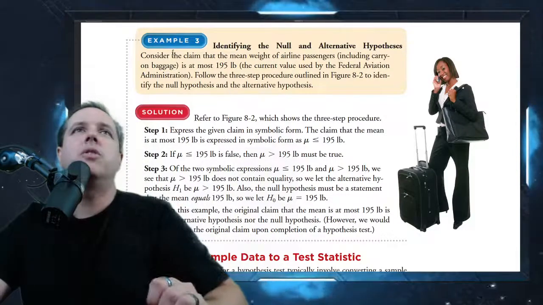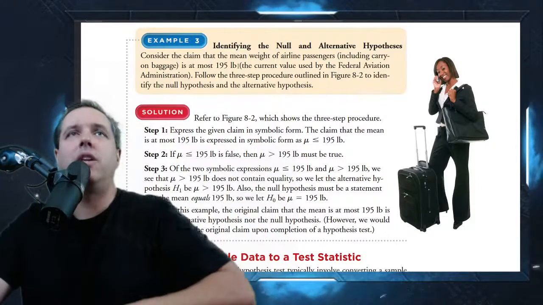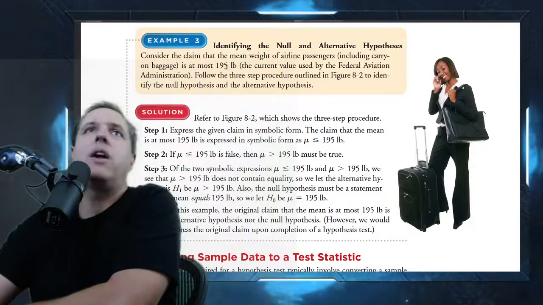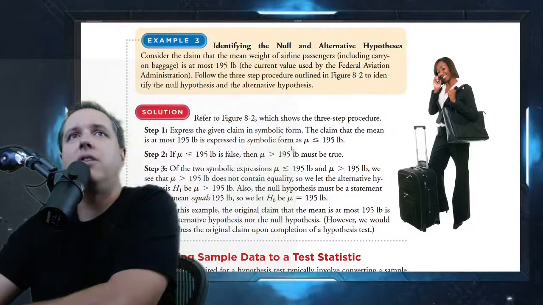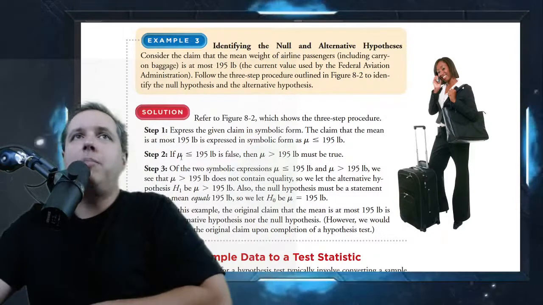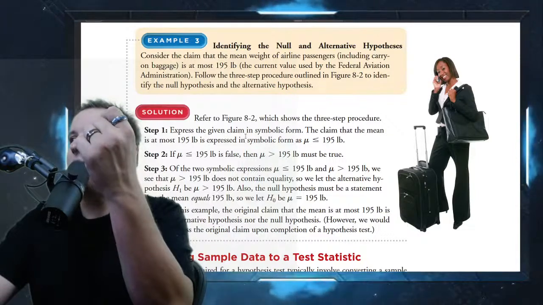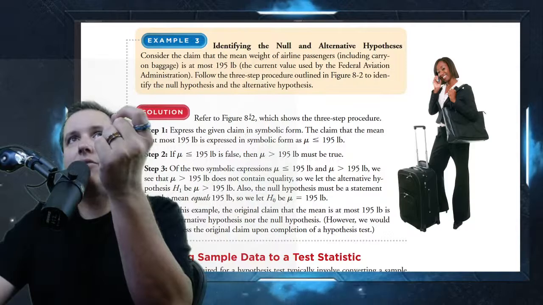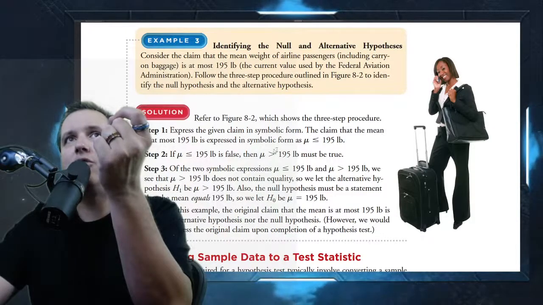Oh, did I read this wrong? Consider the claim that the mean weight of airline passengers is at most 195 pounds. Okay. At most 195 pounds. Right. So that matches up. Mu less than or equal to 195 pounds. We haven't talked about the null yet. So the opposite of that, if mu is not less than 195 pounds, then the opposite must be that mu is greater than 195 pounds, right? So just take, if something's not less than or equal to 195 pounds, then it's greater than that.